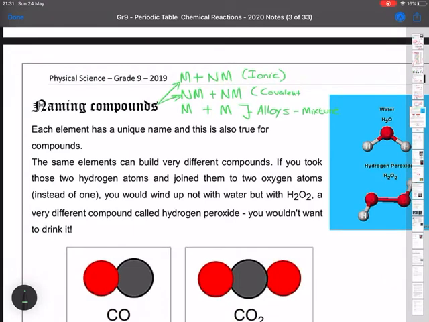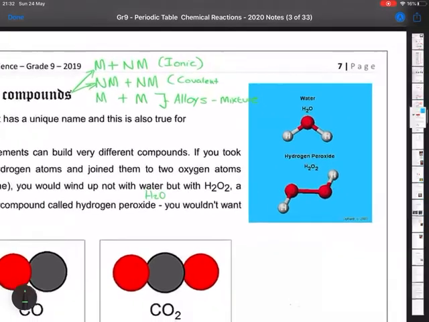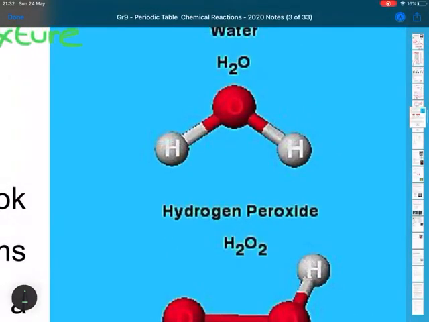Okay, so each element's got a unique name, and this is also true for compounds. So each compound's got its own special name. The same elements can build very different compounds. For example, if you take two hydrogen atoms and you join them to two oxygen atoms instead of one, you'd end up not with water, remember the formula for water, H2O, but you'd then have H2O2. And H2O2 is a very different compound called hydrogen peroxide. So I'd happily drink water with the formula H2O.